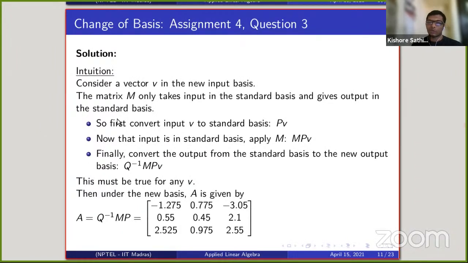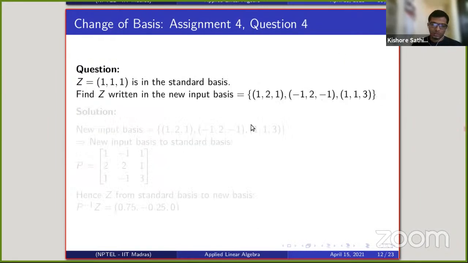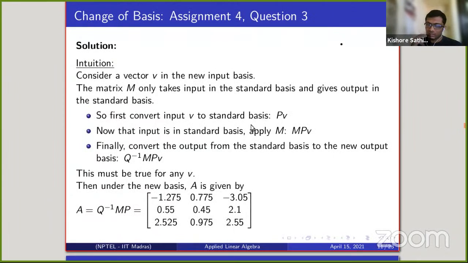And notice that we have not put any constraint on V, apart from the fact that this is in the new input basis. So this must be true for any V. So we can finally say that the matrix A, which is our required matrix in the question, should be Q inverse times M times P. You simply have to multiply these things out and you can find that this is the answer. The actual question in the assignment was to find the sum of these values, and I believe that was 5.6.